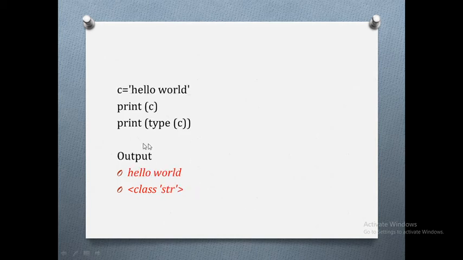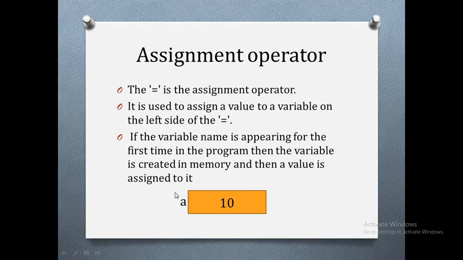And here you can see that I am trying to assign a string value to a variable C, and I am trying to print it. I will get the whole string, and the value of C is now hello world. It is a string, and the type of C can be found as str. Str is the short form for string. So this is the assignment operator, which helps us to assign a value to the variable on the left hand side of the equal to operator.